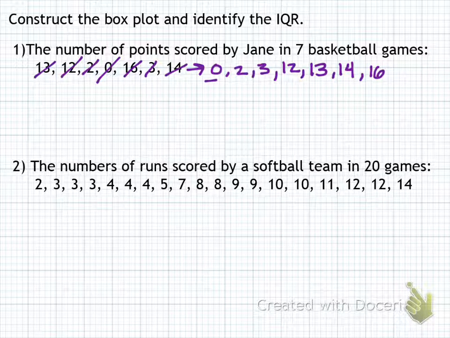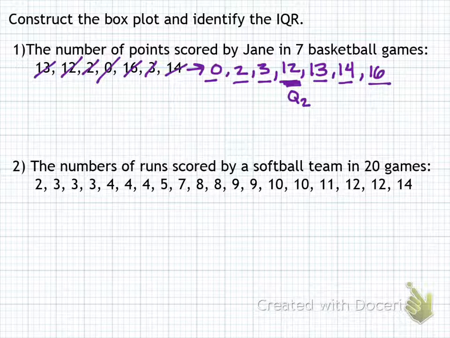Okay, now what I want to do is find the median. So I work my way into the middle, right? So I've got, crossing off on each side, I'm left with 12 in the middle. So that's going to be my Q2. The median I can simply write as Q2. Okay, so 12 is my median.